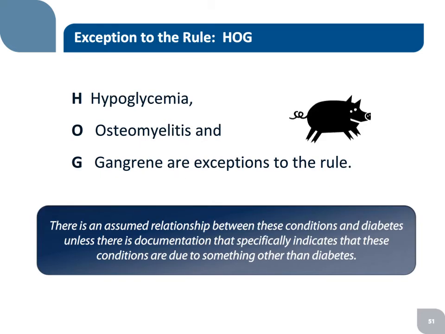There are 3 conditions that do not require a causal relationship, and that's hypoglycemia, osteomyelitis, and gangrene. We always code these due to diabetes, regardless of how you document them, unless you tell us it's not due to their diabetes. Then we would not code them as a diabetic complication.